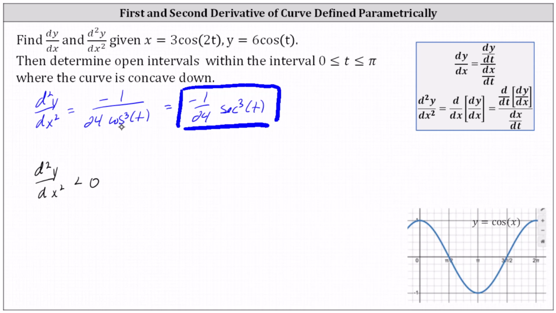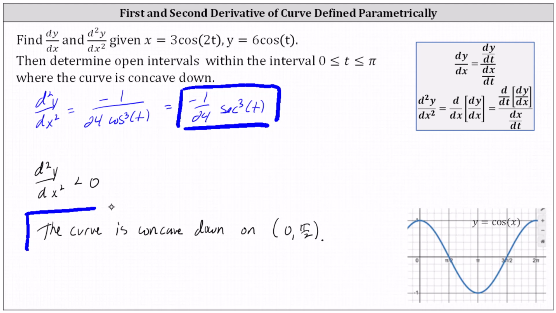Looking at the graph of the cosine function at the right, we should remember the cosine function is going to be positive over the open interval from 0 to pi divided by 2 radians, which means over this interval, the cosine function value is positive, and therefore the second derivative will be negative, and the curve will be concave down. So we'll say the curve is concave down on the open interval from 0 to pi divided by 2 within the closed interval from 0 to pi radians.